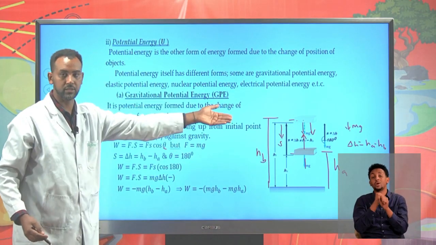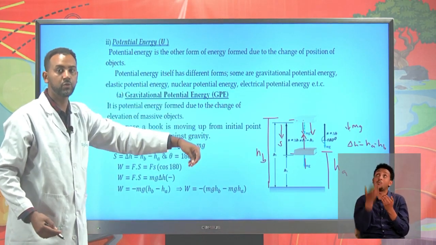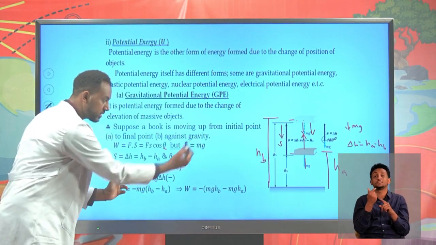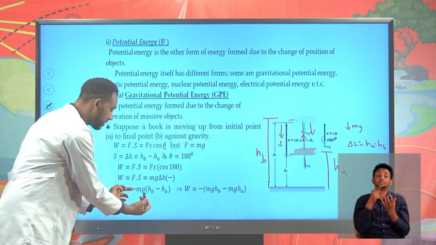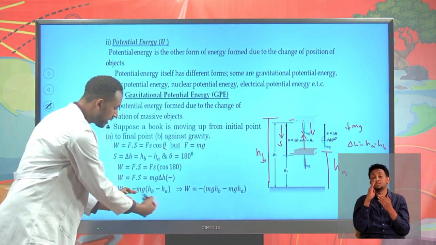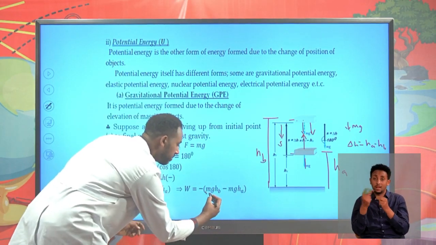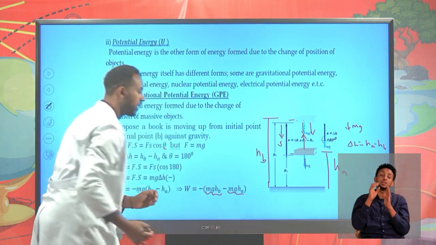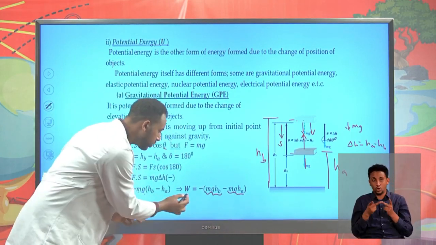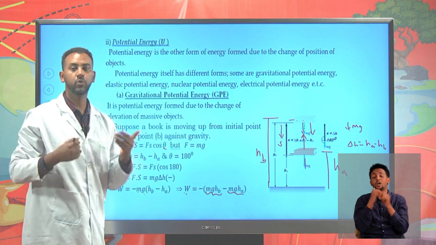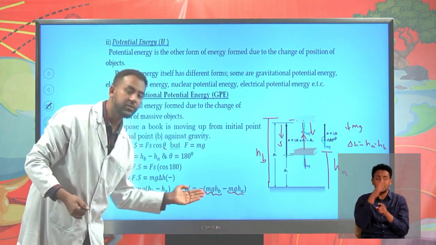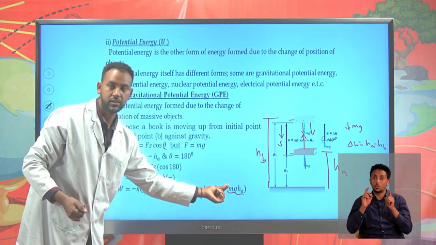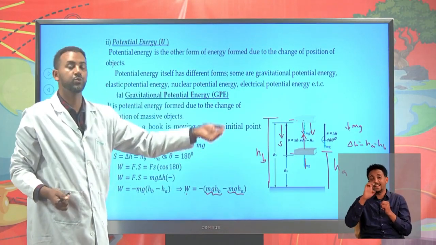Work done against gravity: since you are moving upward, you are performing work against gravity. In this case, the force exerted is due to the weight of the object, mg. When you multiply by HB minus HA, you get mgh at location B minus mgh at A at a different location. Look here, you are performing work. How and why are you performing work? Because there is a difference of something. And what is that difference? The difference in elevation.